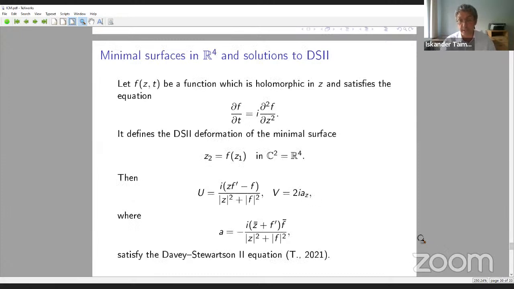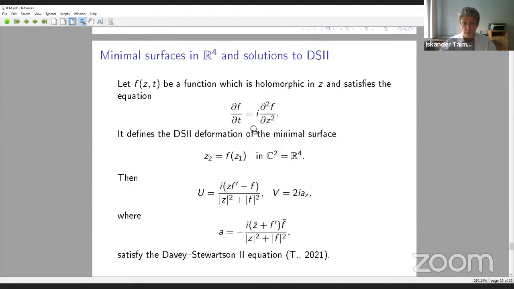The simplest way to start, we have to have an initial family of surfaces. And for that, it's better to take some integrable cases. These are minimal surfaces in R4, U equal to 0. The simplest examples of minimal surfaces in R4 are given by the graph z2 equals f(z1), where R4 is identified with the two-dimensional complex space, and f is a holomorphic function. Then this function U is actually the resultant. So we have this minimal surface.